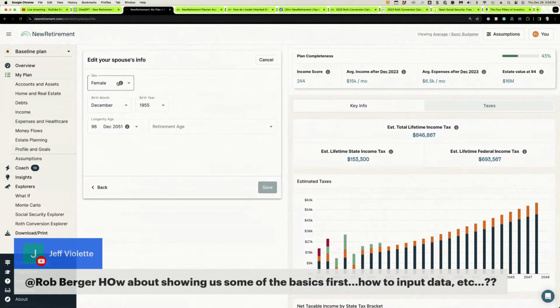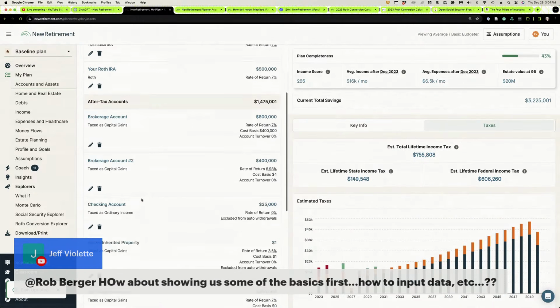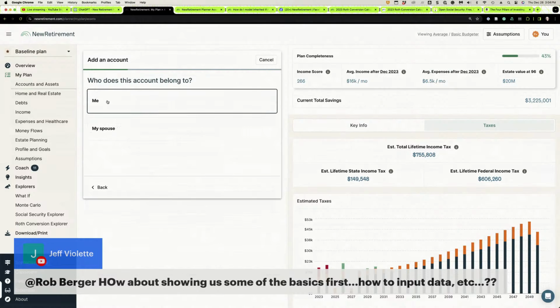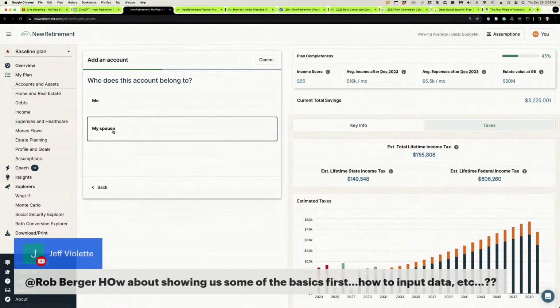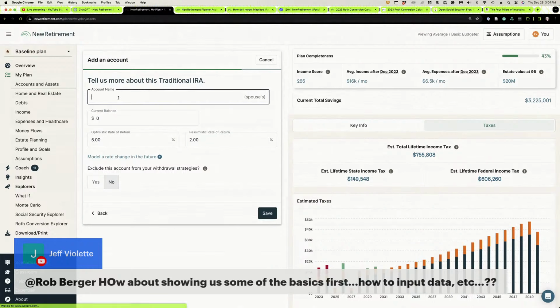Let's add a spouse. I'll just, whatever, doesn't matter. I go back to accounts, add an account, traditional IRA. You'll see you get an option because for retirement accounts you have to know who owns this. So it's my spouse, manual entry.